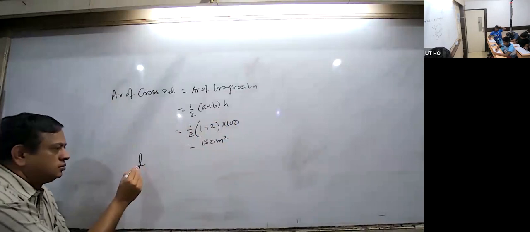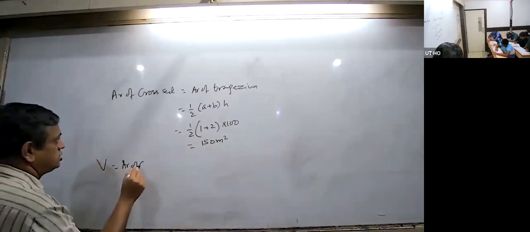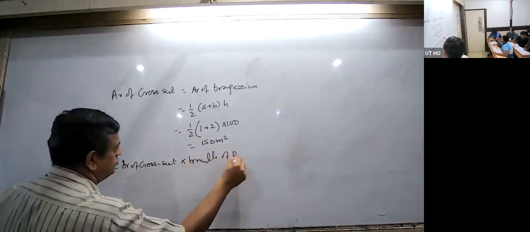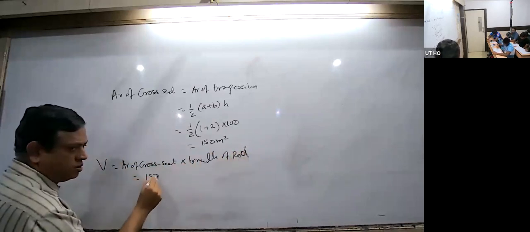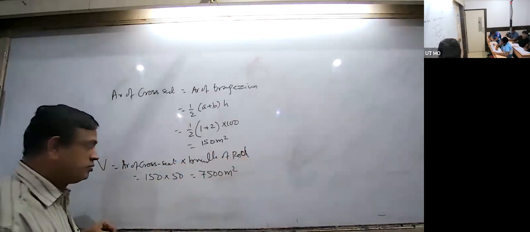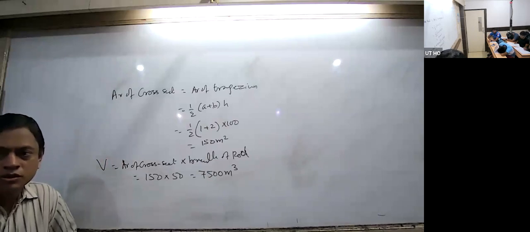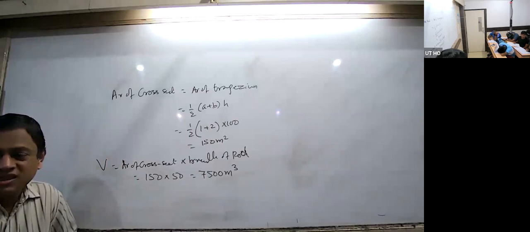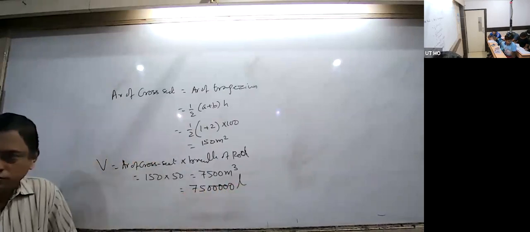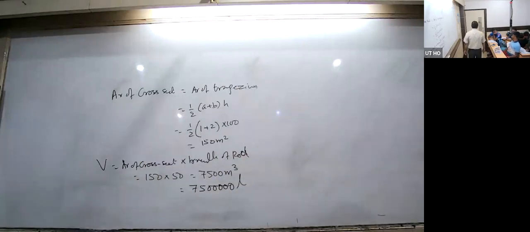And therefore, volume is equal to area of cross section times breadth of pool, which is equal to 150 into 50, 7,500 meter cube. We need the volume in liters. How do you convert meter cube to liter? 1 meter cube is equal to 1,000 liter. So multiply by 1,000. That's 75 lakh liters. Understood? So this pool requires how much water? 75 lakh liters of water. Are you followed or not?